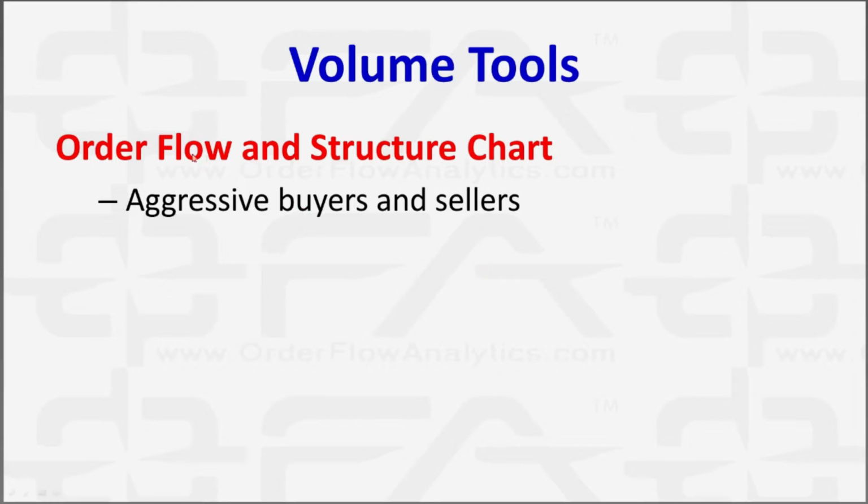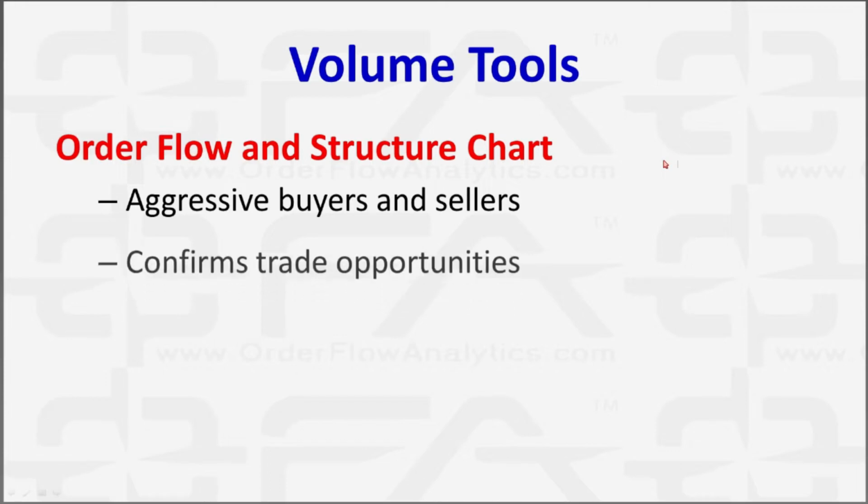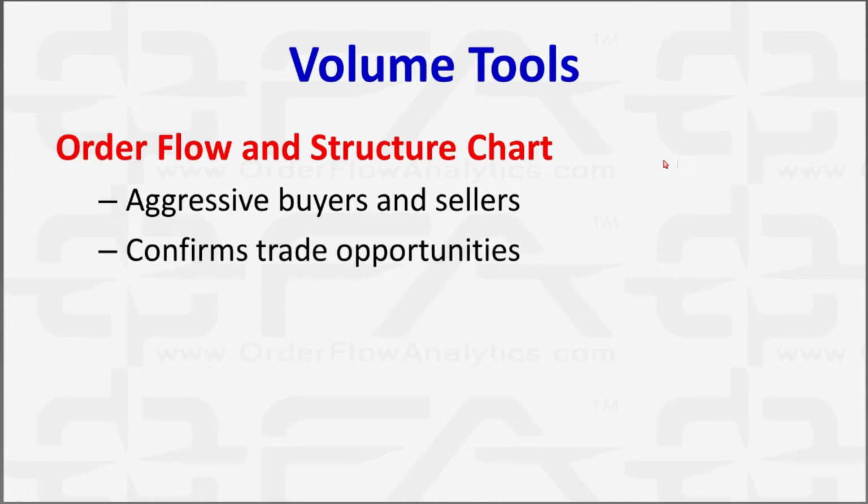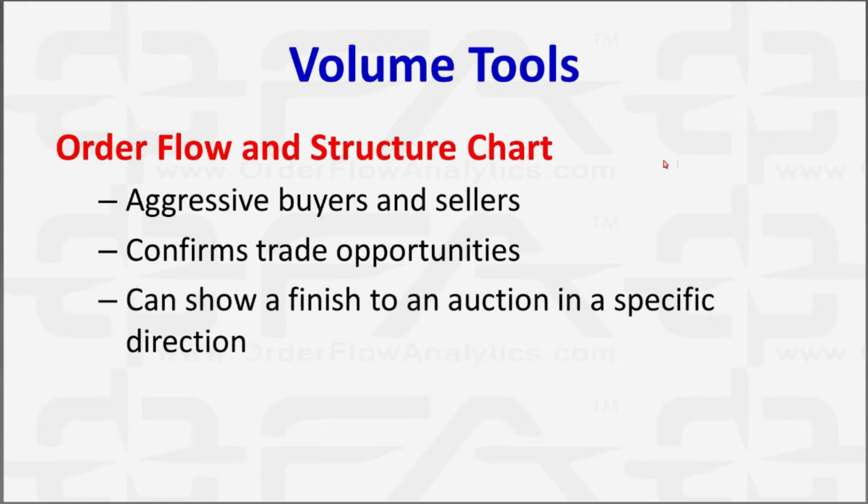So other volume tools are order flow and the structure chart. Everybody has been through that. We're looking for aggressive buyers and sellers. The order flow confirms trade opportunities. The structure chart shows us structure in the different bars. It can show a finish to an auction in a specific direction with order flow.